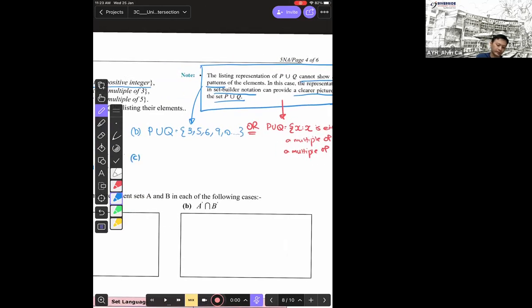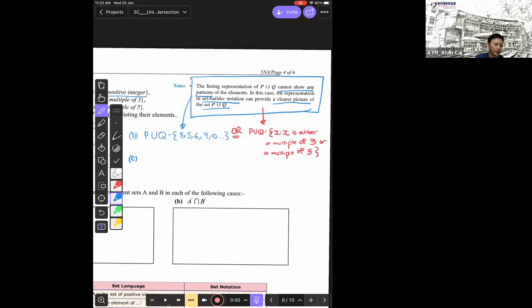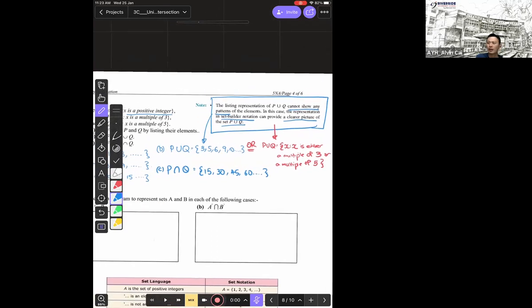Okay, so for part C, we are supposed to find the intersect, P intersect Q, the one that's common. So the numbers in common are actually 15. 30 basically is a common multiple of 3 and 5. So a common multiple of 3 and 5 is a multiple of 15: 45, 60, and so on and so forth. Okay, so that will be that.